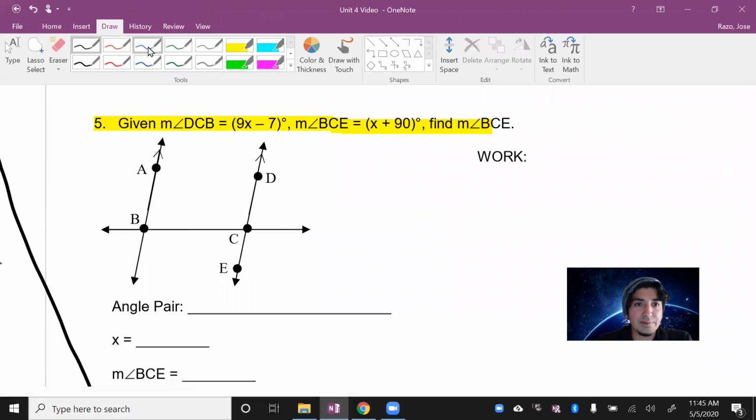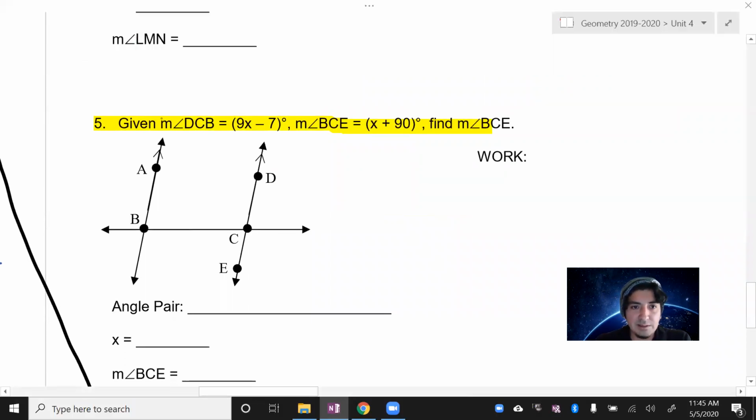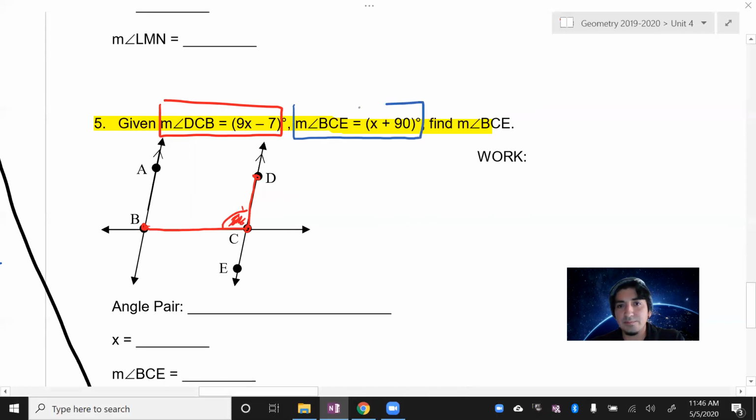So from here, let's do DCB. You give a measurement of angle DCB. So I'm walking at D, go to C, and then go to B. Build that bridge. So that's going to be the angle that we're looking at. Make it nice and neat.